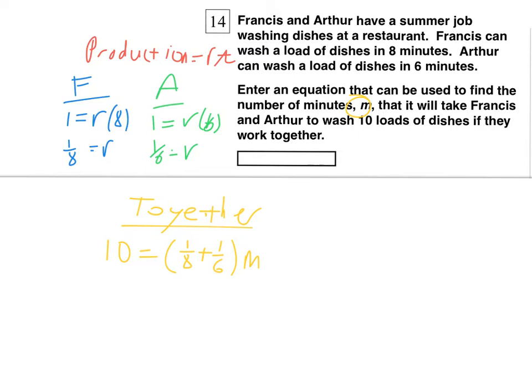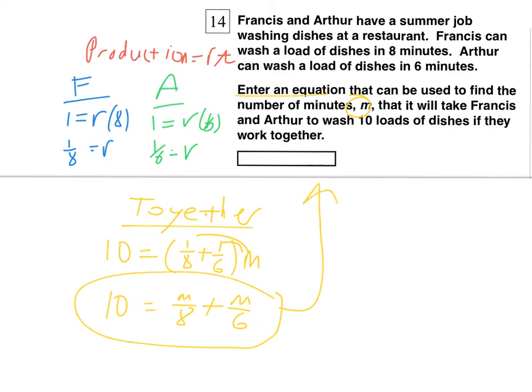All right, so I would actually just distribute this m in there. So I'm going to say 10 equals m/8 plus m/6. You could do common denominator and actually solve this, but they just ask you to enter an equation. So I would just enter that equation right there.